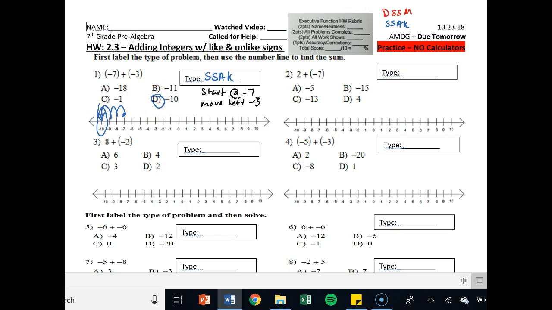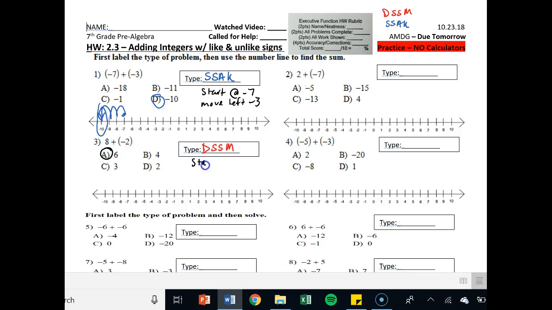All right, number 3. What type of problem do I have? 8 plus -2. Those are different signs. Because those are different signs, I will say DSSM. Right? Different signs, subtract more. So 8 minus 2, which is 6, and I have more positives, so that's why it's +6.